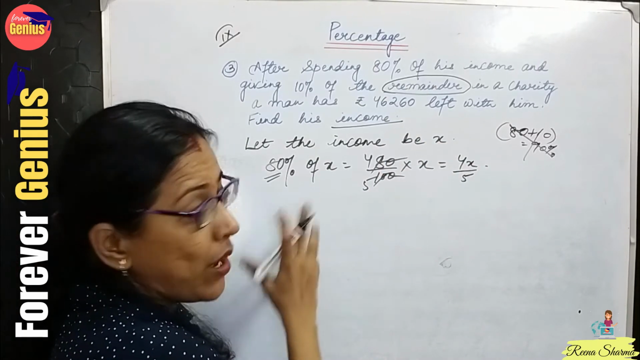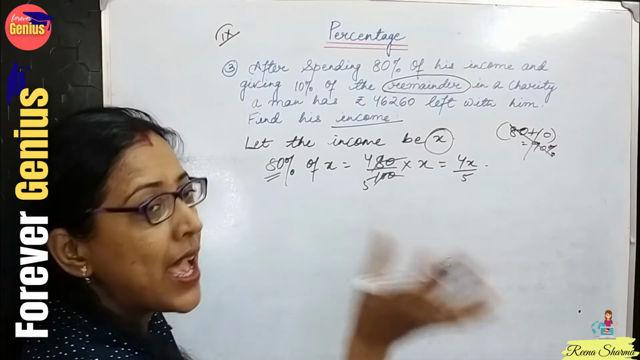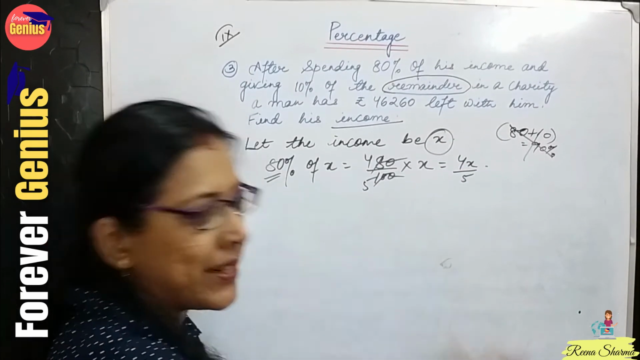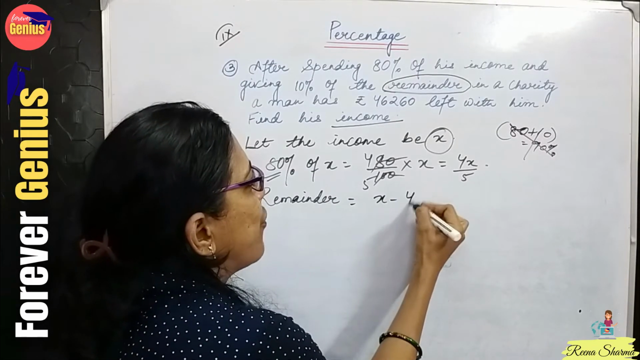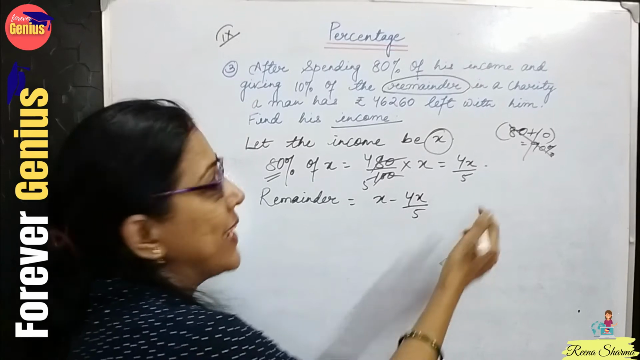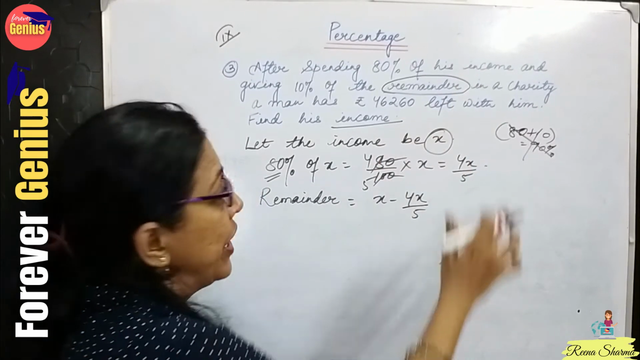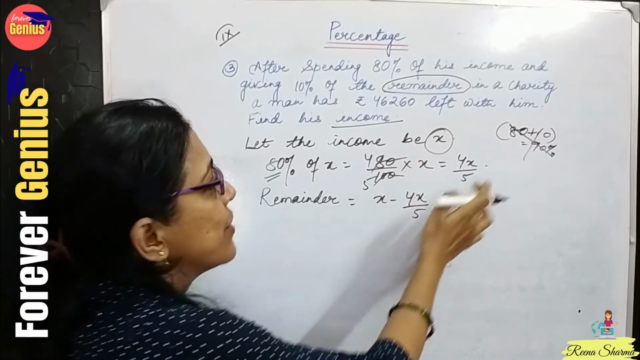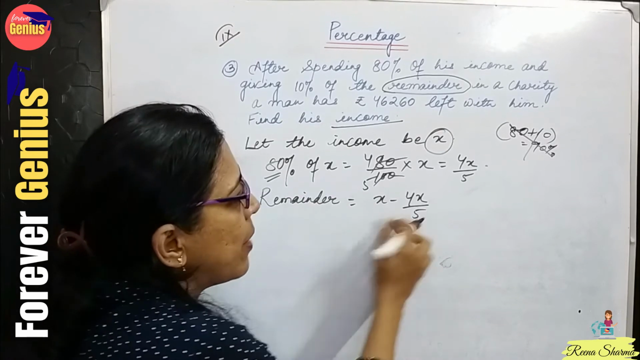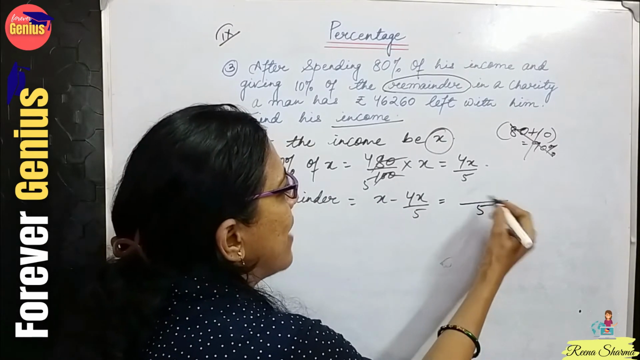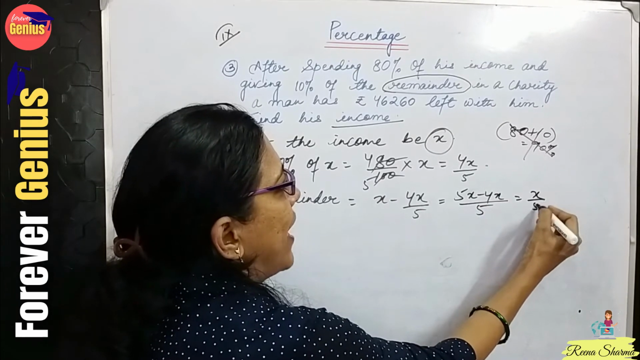Now, what are they saying? Of the remainder. If this is X, what is the remainder? I need to find the remainder in this case. The remainder is X minus 4X by 5. Don't think that this is big and this is small so I will write this first and this second. No. The total is always big. So this will be second because when we do subtraction, we write the bigger number first. Now take the LCM and do the calculation, which comes to X by 5.